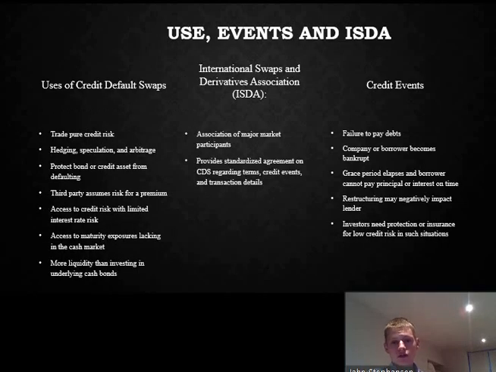So, the use of credit default swaps. CDS are the most popular credit derivative instrument because they allow investors to trade pure credit risk. They are beneficial because they can be used for hedging, speculation, and arbitrage. In hedging risk, investors buy credit default swaps to provide an additional layer of insurance to protect the bond or credit asset, such as mortgage-backed securities, from defaulting on its payments. A third party, in turn, assumes the risk in exchange for a premium.